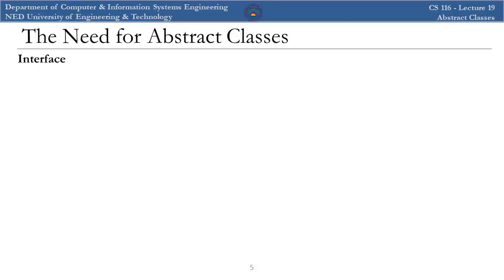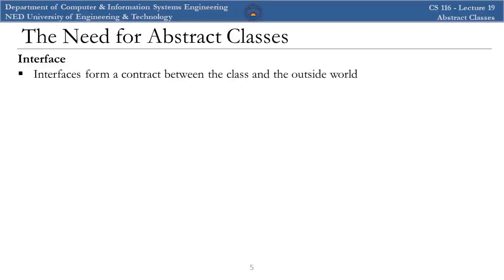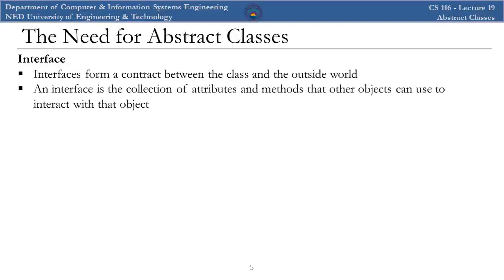Now let's recap the concept of interface. We have discussed it briefly in previous lectures also. So an interface is simply a contract between the class and the outside world. It is the set of attributes and methods that you define in a class through which that class can be accessed from the main program or other classes or other objects. So that means it's the way how your class looks to the outside world, right?